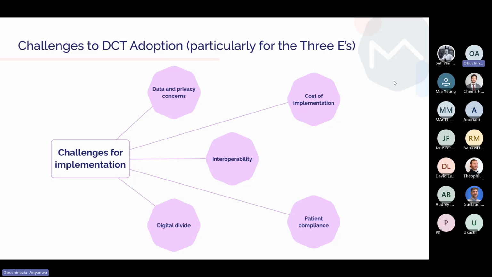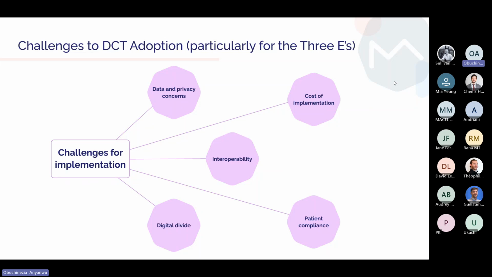And finally, the digital divide. So here we're looking at some of the socioeconomic challenges. With a push towards digital in clinical trials and healthcare as a whole, those that may not have access to the hardware required or an internet connection, those individuals being left behind, that could be a really big problem.